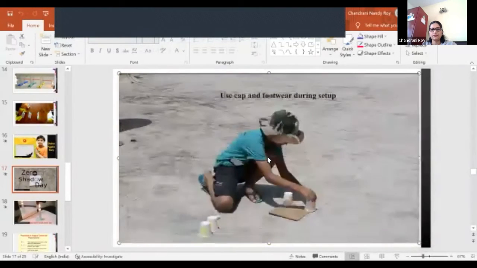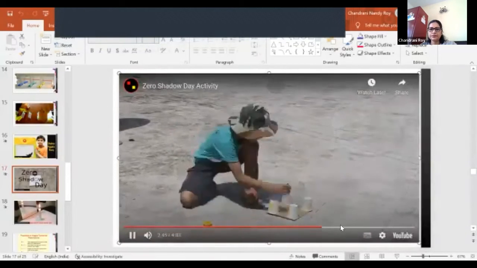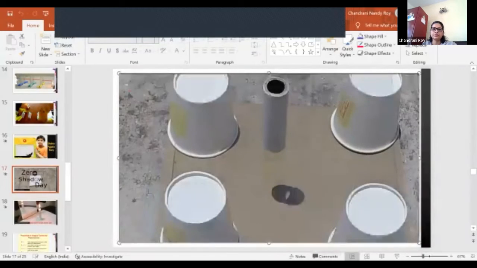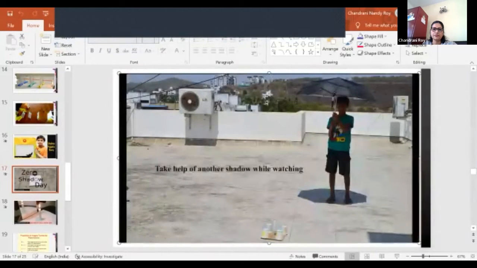Outside, it is always advisable to wear chappals or shoes and put a cap on your head. You can take help of other shadows as well while you are watching this.